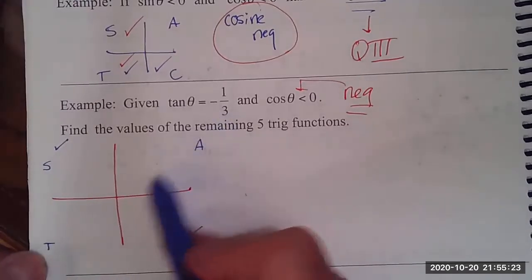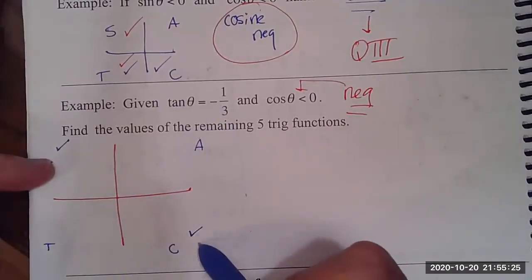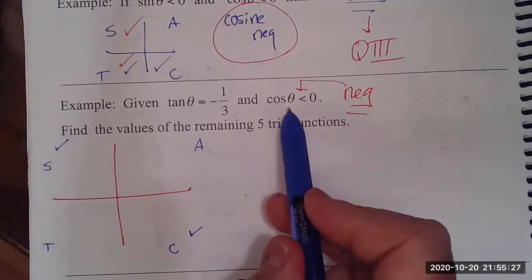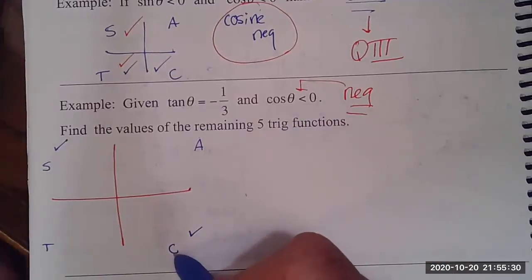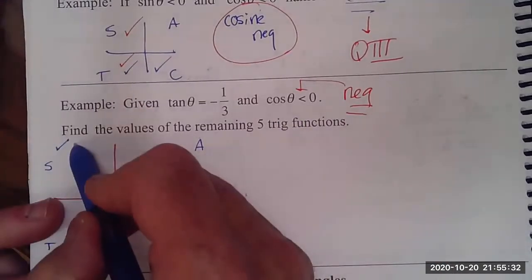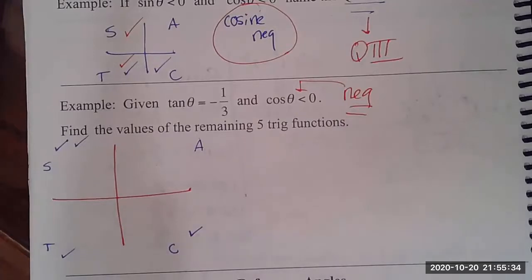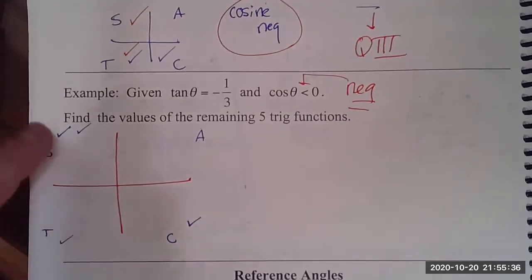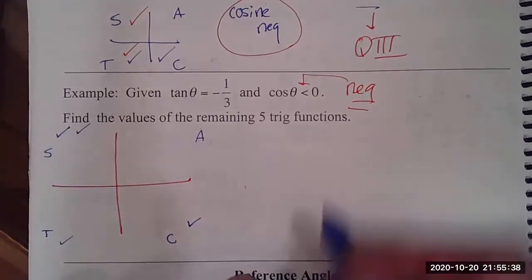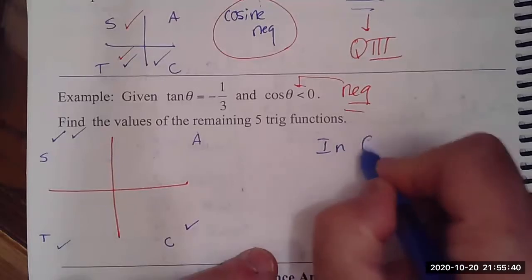Tangent is positive here, so it's got to be negative in these two quadrants. Cosine negative. Well, cosine is positive here and here. Cosine's got to be negative in these two quadrants. Where there's 2 check marks, I got to be in quadrant number 2. So I'll say in Q2.